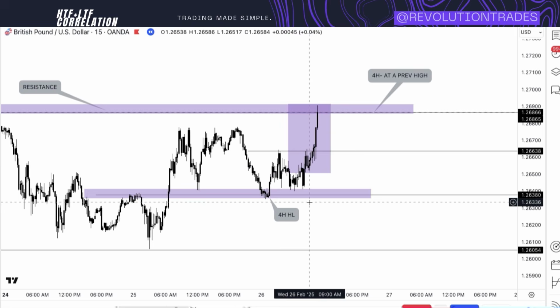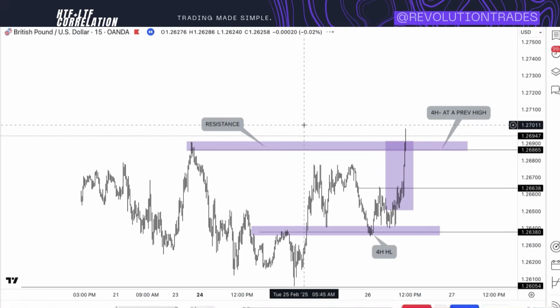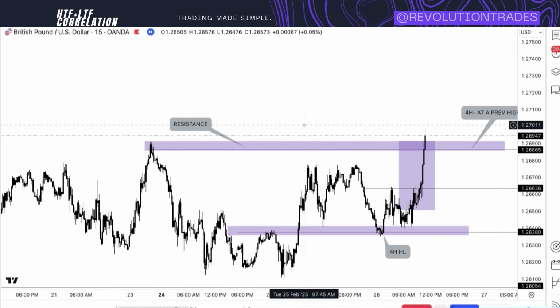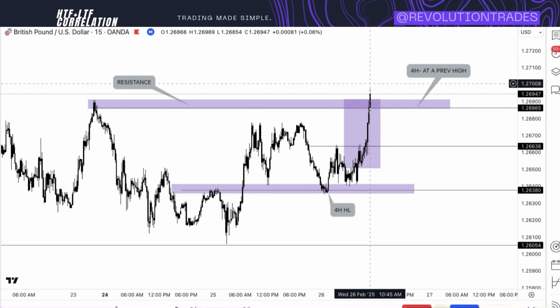Okay, so right here, next candle. It just said forget those lows. Might be liquidity, I don't know. But anyways, guys, you can see bullish structure still being created.